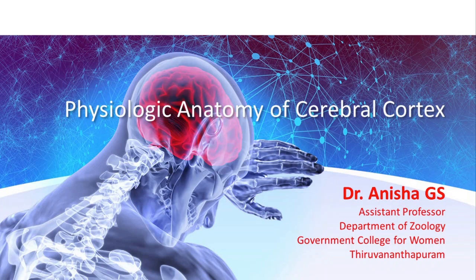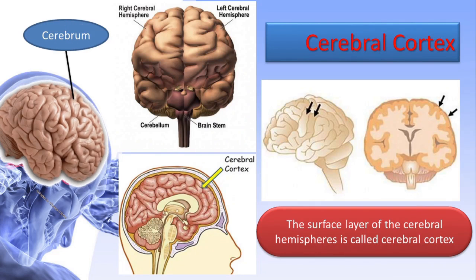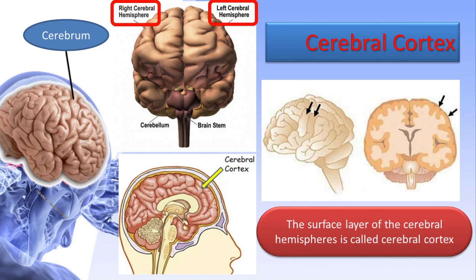Dear students, today we are discussing the physiologic anatomy of the cerebral cortex. In the last class, we saw an introduction to the structure of the human brain. The human brain is made up of mainly three parts: cerebrum, cerebellum, and brain stem. The cerebrum is the most conspicuous part of the human brain, and it is comprised of two hemispheres, the right cerebral hemisphere and left cerebral hemisphere, which are separated by a longitudinal fissure.